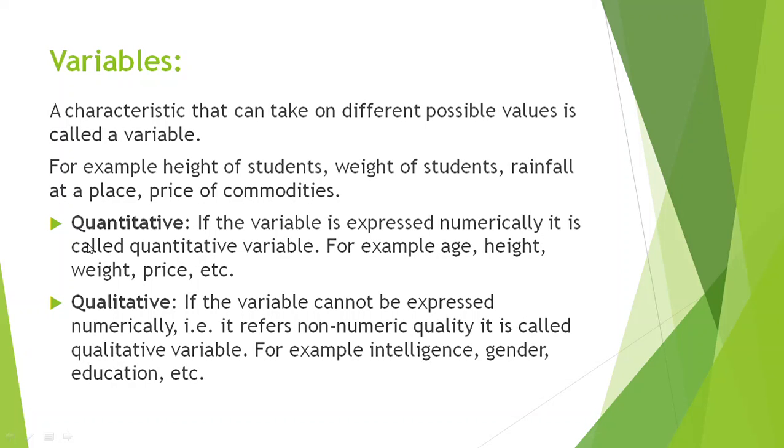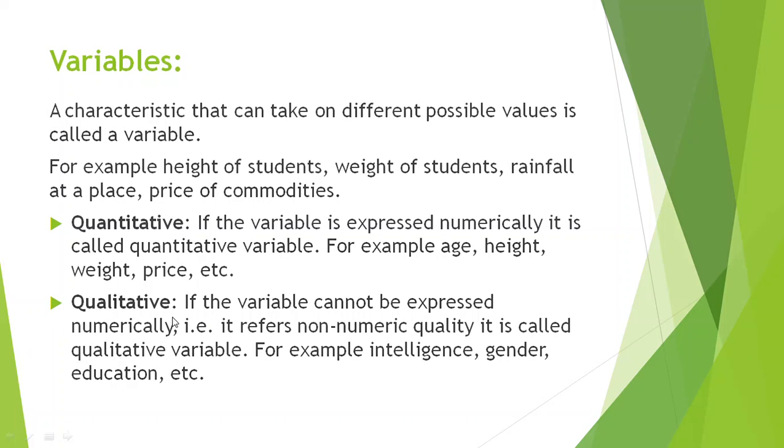Now variables are of two main types: quantitative variables and qualitative variables. Quantitative variables: if the variable is expressed numerically, it is called a quantitative variable. If the values of the variable can be numerically expressed, for example, age is in numeric form. Height is also represented in numeric form, weight and prices. So these are the examples for quantitative.